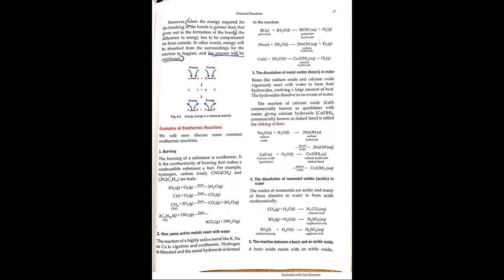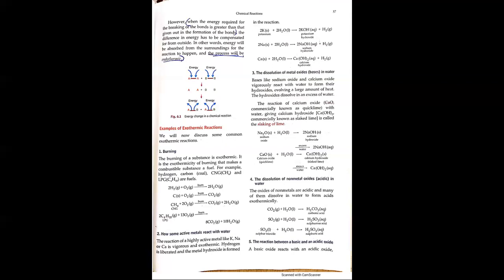Burning, you know, is exothermic. It is the exothermicity of burning that makes a substance a combustible fuel, for example hydrogen, carbon, CNG. In CNG, the main component is methane, so CH4 is written, and in LPG, the main component is butane, which is C4H10. Hydrogen when burned forms water, carbon when burned forms carbon dioxide. CNG when burned forms carbon dioxide and water. And LPG, when it burns, again forms carbon dioxide and water. So this is an example of exothermic change, burning.